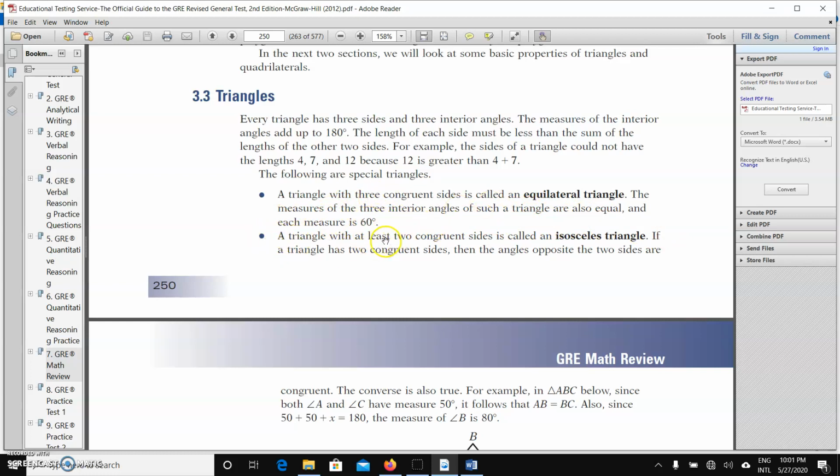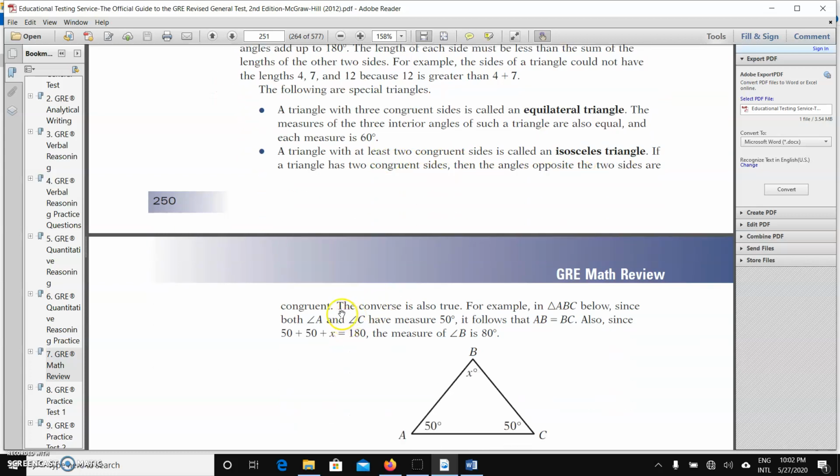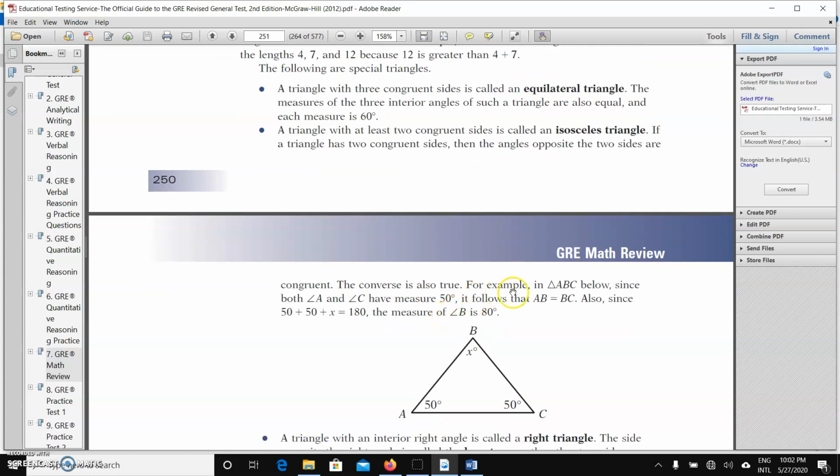A triangle with at least two congruent sides, that means a triangle that has two sides equal, is called an isosceles triangle. That means there will be two angles in that triangle that will be the same, because the two sides are the same. So the angles opposite the two congruent sides are congruent. The converse is also true.